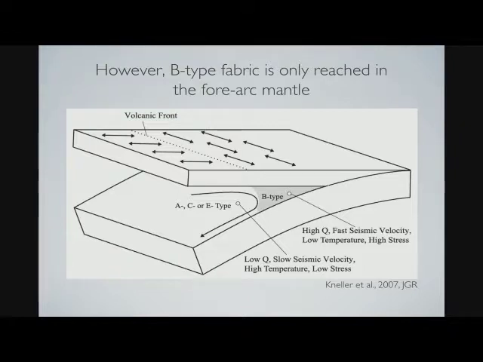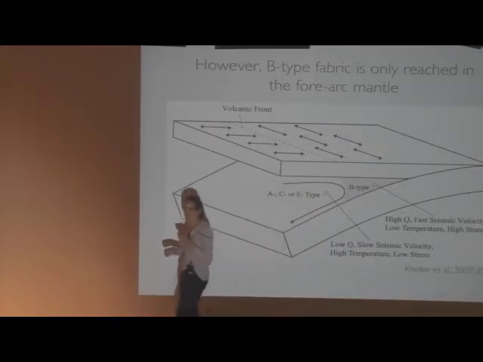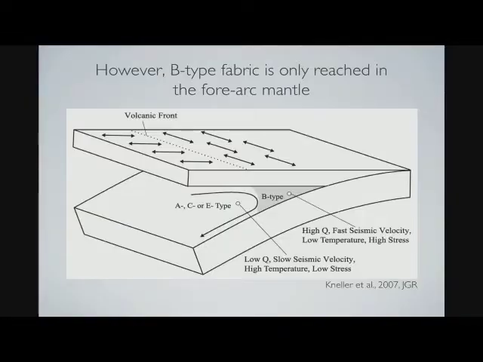And to get there, their models suggest that you can really only activate this fabric type if you go all the way up into the very nose of the mantle wedge, and that you need that really high strain regime to access that. And so that's one line of evidence why I would say in general people no longer favor this as the explanation for why you have this trench parallel splitting.